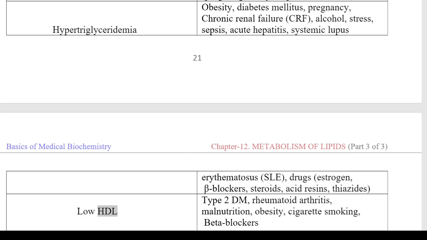Low HDL: type 2 DM, rheumatoid arthritis, malnutrition, obesity, cigarette smoking, beta blockers.